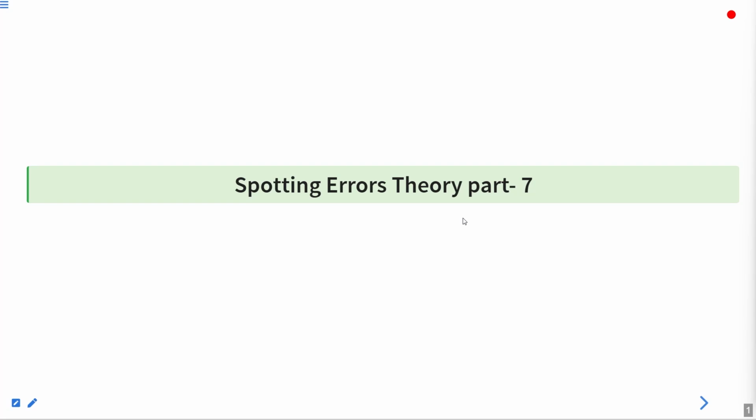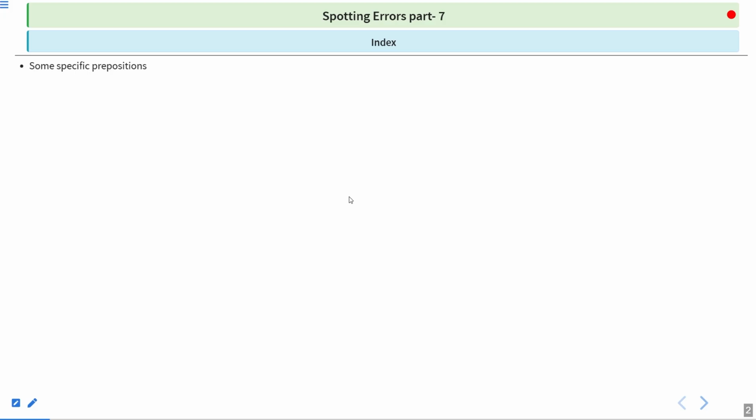Hello everyone, in today's session we are talking about spotting errors theory part 7. Let's begin. Index: some specific prepositions and prepositions which are omitted. So with this part we will talk about some specific prepositions and prepositions which are omitted.